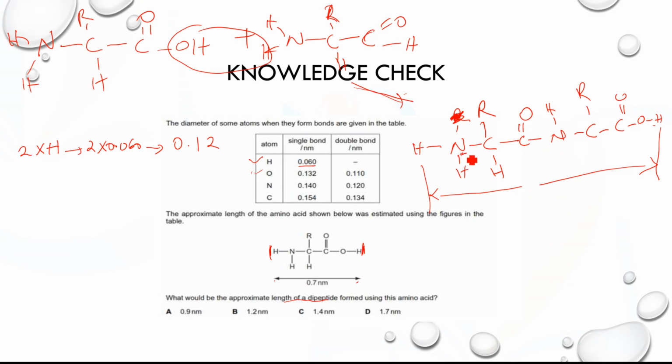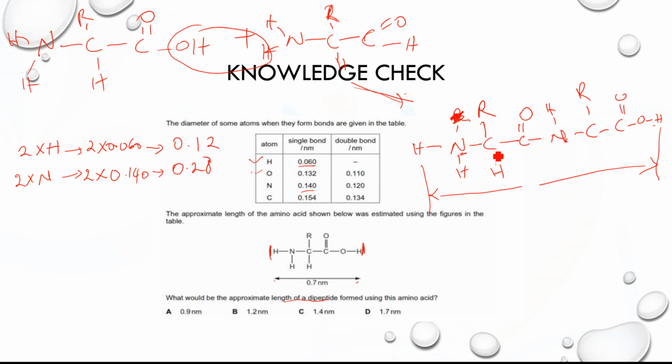Let's go to nitrogen. How many nitrogens do we have here? One, and another, so that's two times nitrogen. If we do all of this, it's going to take time, because I want to show you there are two ways to do that. So that will be two times the single bond for nitrogen, which is 0.140. Two times 0.14 gives us 0.28.